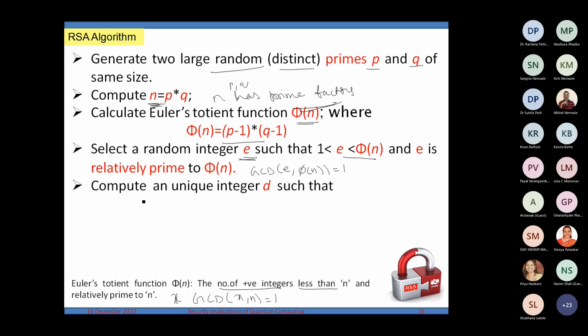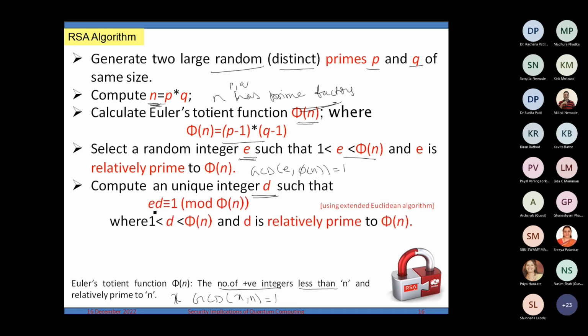Then the next step is we calculate a unique integer d such that d and e are multiplicative inverse. How do I write that? ed is congruent to 1 mod psi of n. So the relation between e and d is e and d are multiplicative inverses at mod psi of n. And remember, d should be again relatively prime to psi of n.